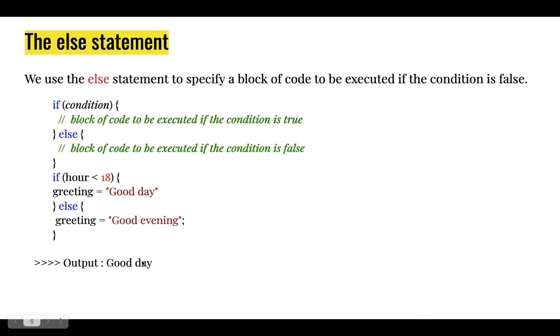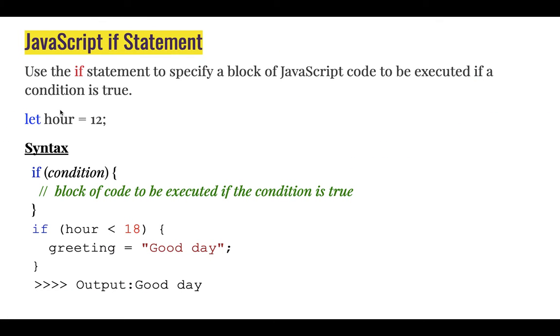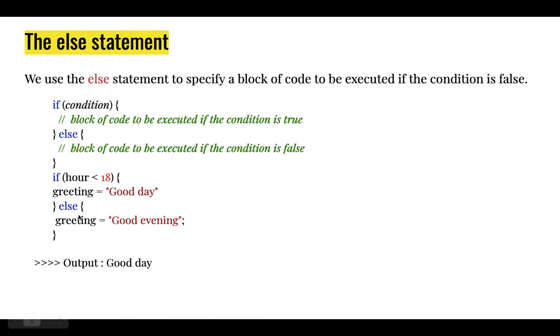Good evening. It will be good evening, that's when our hour is 20. But there's nowhere in this code that I change the value of hour, so it is still 12. So what we have here will be good day. But if you changed it to 20, you can try that out in your code editor and then you see what will be outputted.